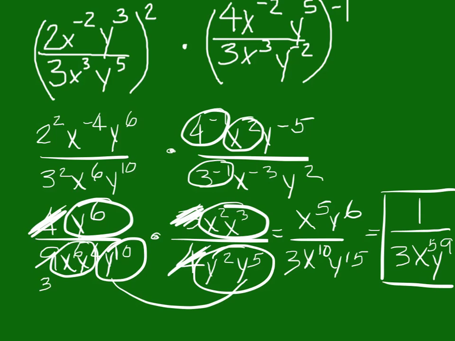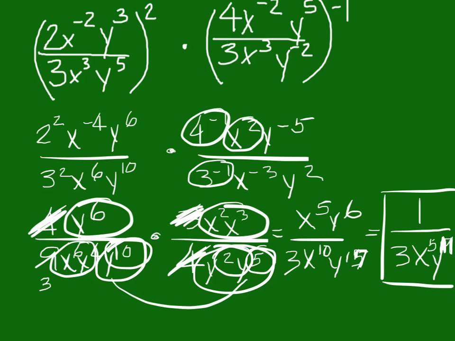I made a small mistake. This 10 and then 2 and 5 should be 17 instead of 15 here. So that way 17 minus 6 would be 11. So this should be 11th power on the y.